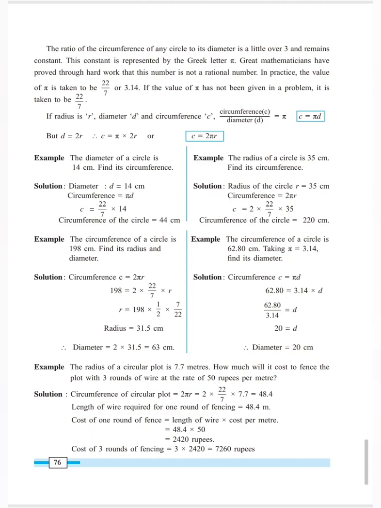Next example, fourth example, to the right side of the same page. The circumference of the circle is 62.80 centimeter. Taking pi is equal to 3.14, find its diameter.